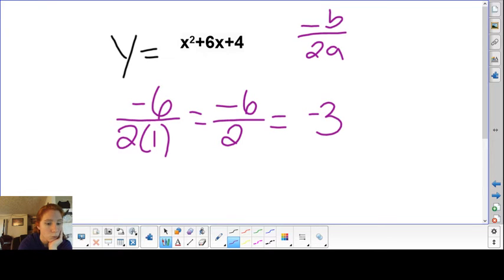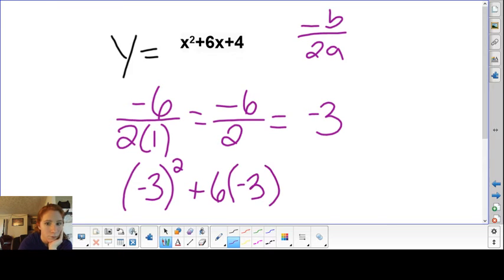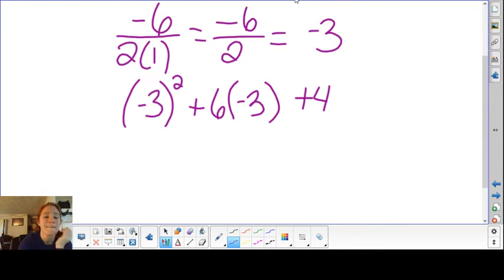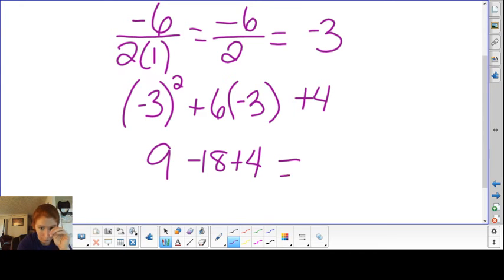So I have negative 3 squared plus 6 times negative 3 plus 4, which is 9 minus 18 plus 4. 9 minus 18 is negative 9. Negative 9 plus 4 is negative 5. So my vertex point is at negative 3, negative 5.